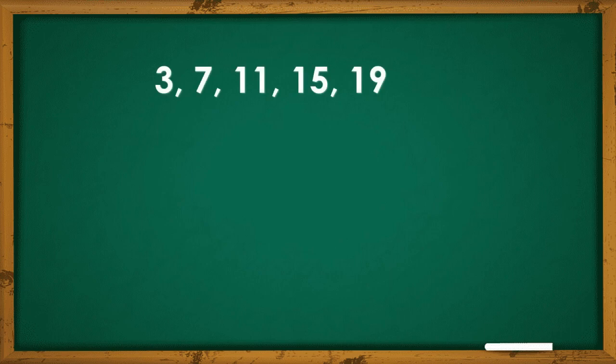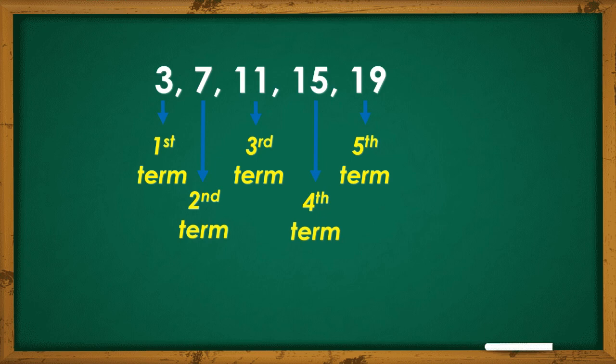Ginamit natin silang example para maintindihan natin na mga terms ng sequence ay tinatawag nating first term, second term, and so on and so forth hanggang sa last term. Ngayon, isulat natin sila in symbols. Yung first term ay isulat natin as A sub 1. Yung second term as A sub 2. Yung third term is A sub 3, A sub 4 at A sub 5 naman yung mga susunod.